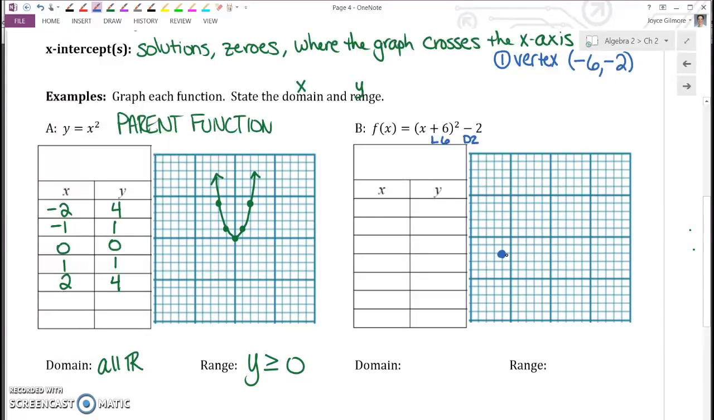Nope, you don't have to. You just identify the vertex. You don't have to plug anything in yet. Just identify the vertex, put that on the graph. You've just saved yourself a whole bunch of math.